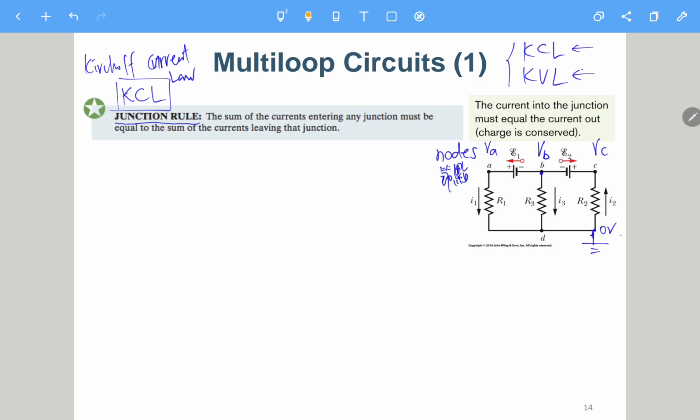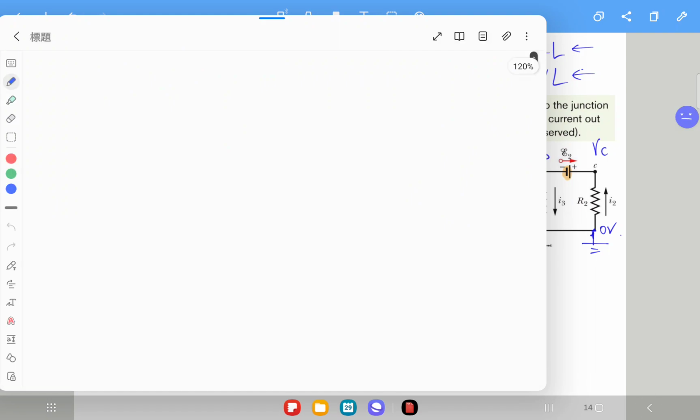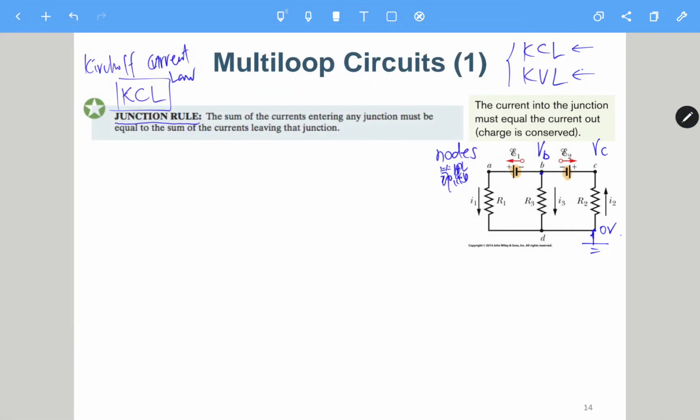But for this case, this is EMF, this is EMF, which means that the potential difference between VA and VB will be a fixed value of E1. So usually I will not define VA and VC. I will just make it like this is VB plus E1. This is negative, this is positive. So I just define this one to be VB plus E1.